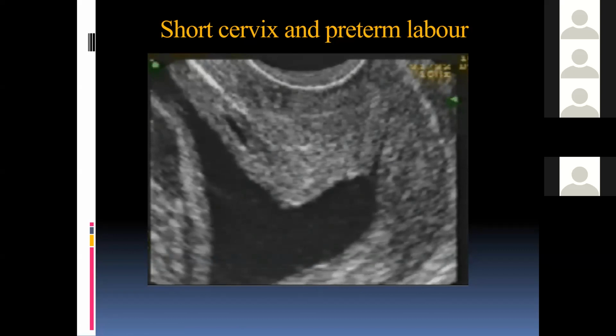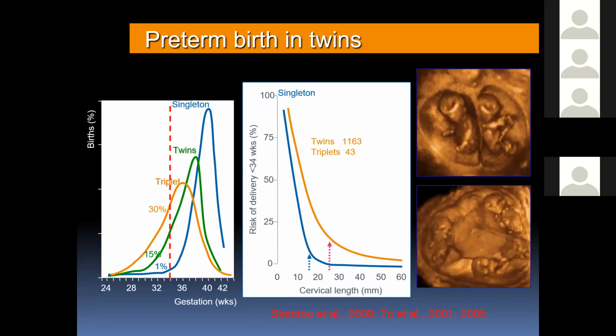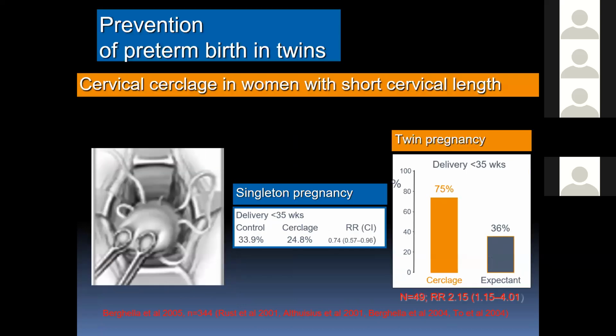The question we have is what we can do about it. Research has shown significant reduction in the risk of preterm birth in singleton pregnancies that have a short cervix by administering vaginal progesterone. However, in cases of twin pregnancies, this has not been proven to be as successful as it is in singleton pregnancies.